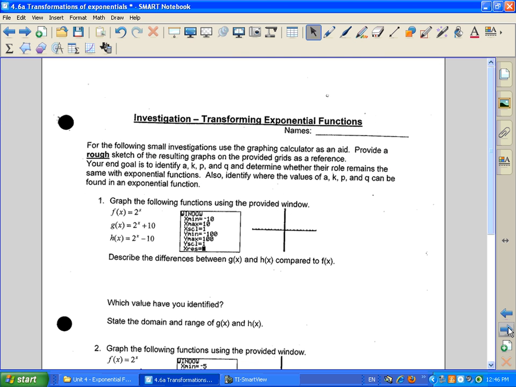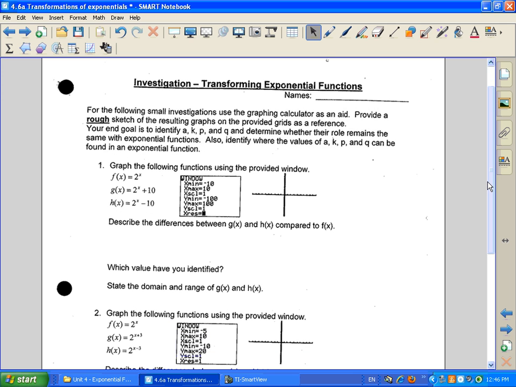Okay, so back with our graphing calculator, we're going to reset it, and then we're going to add the following three equations in. Notice what's different now is we're adding a number onto the end. Okay, we're going to keep the base the same and see what happens. So let's go to our graphing calculator and do that.